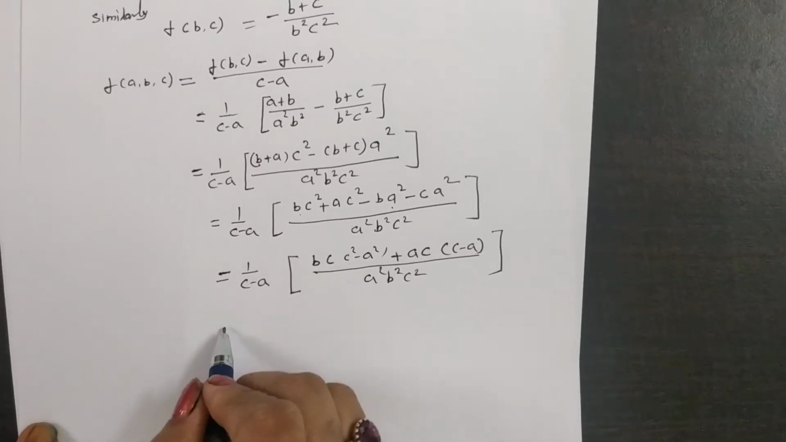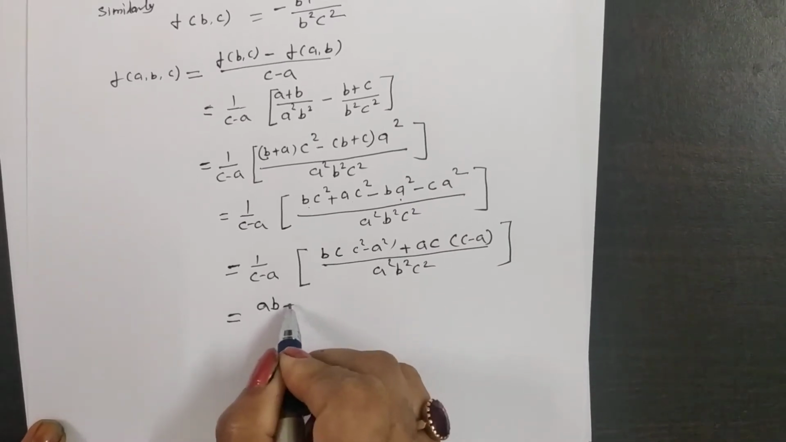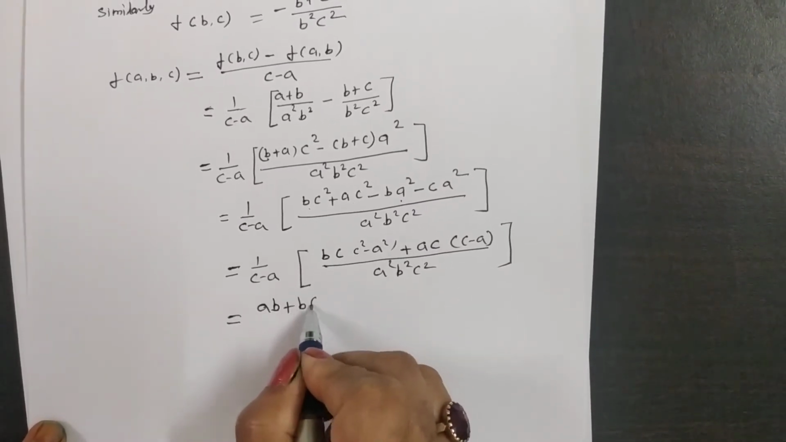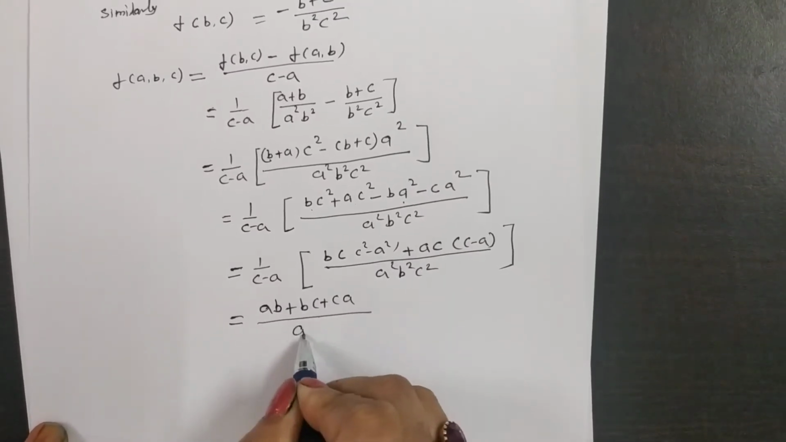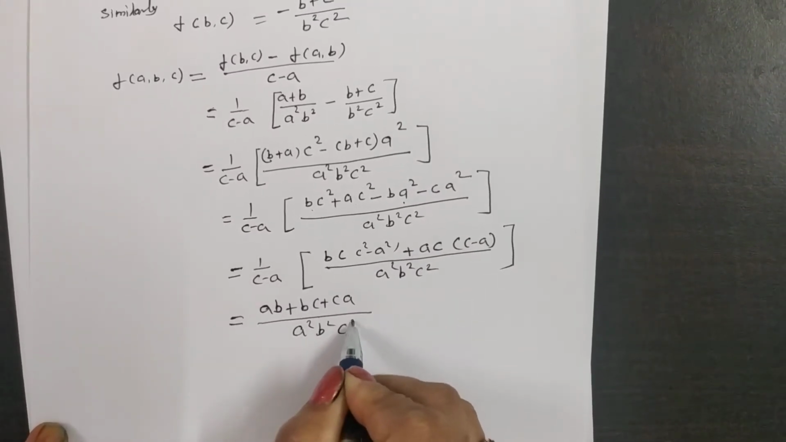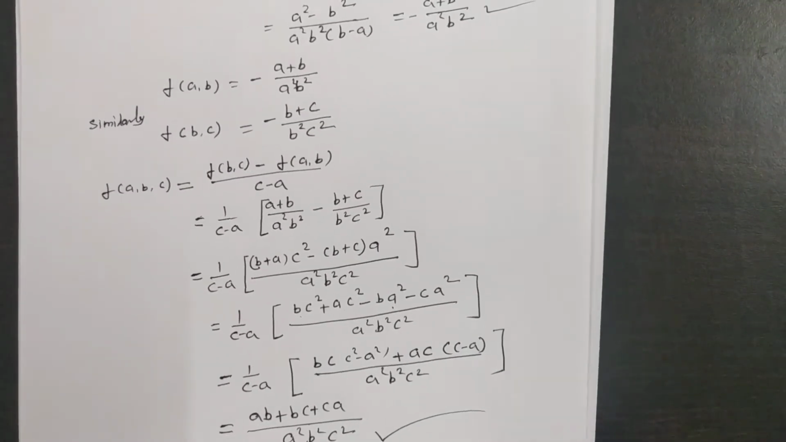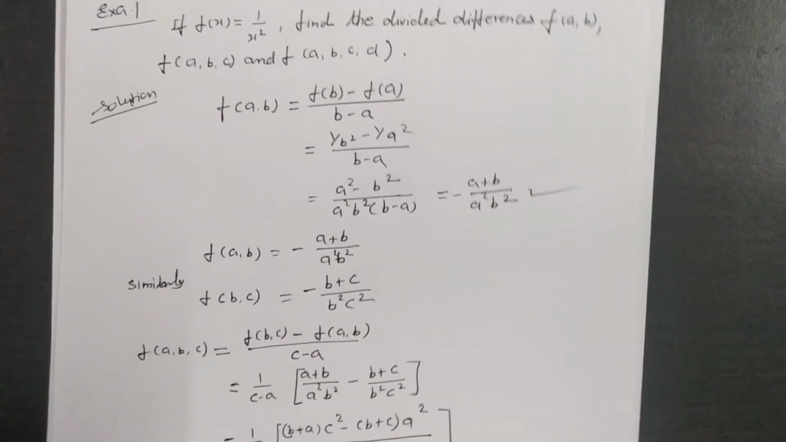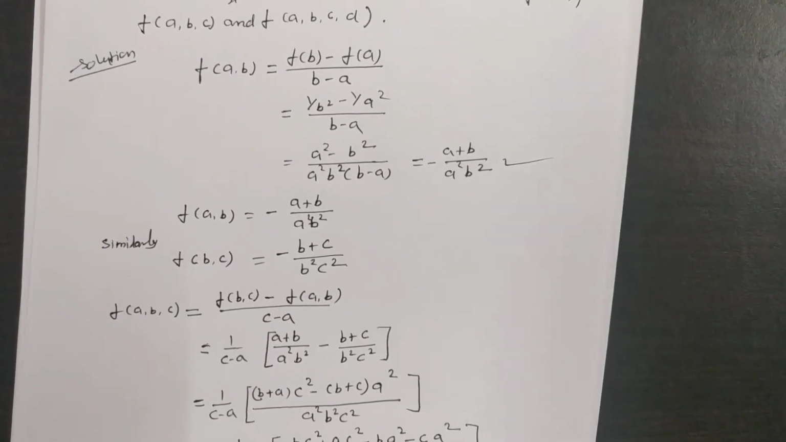Solving this equation, you can easily get ab plus bc plus ca, divided by a square b square c square. This is the result for f of abc. Similarly, you can obtain the value of f of abcd, because you have obtained this value. Similarly, you can find the other terms, and obtain the next one with properties like that.